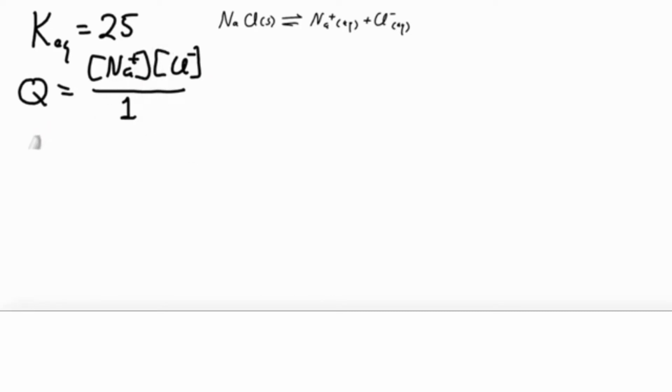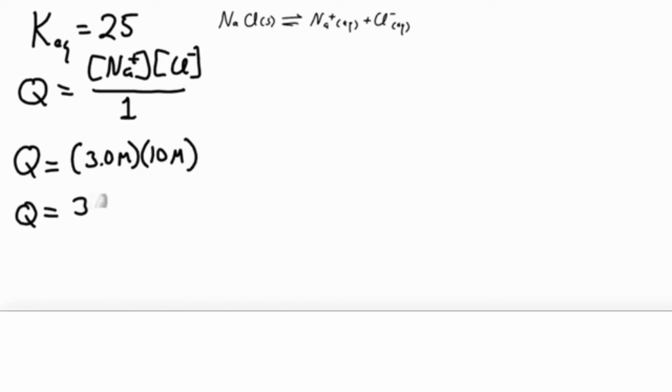Okay, so let's plug in our numbers. Our original concentration of sodium we said was 3 molar. Our chloride was 10 molar. So we can see Q is equal to 30. So Q is greater than K. Let's see what that means in terms of reaction direction.